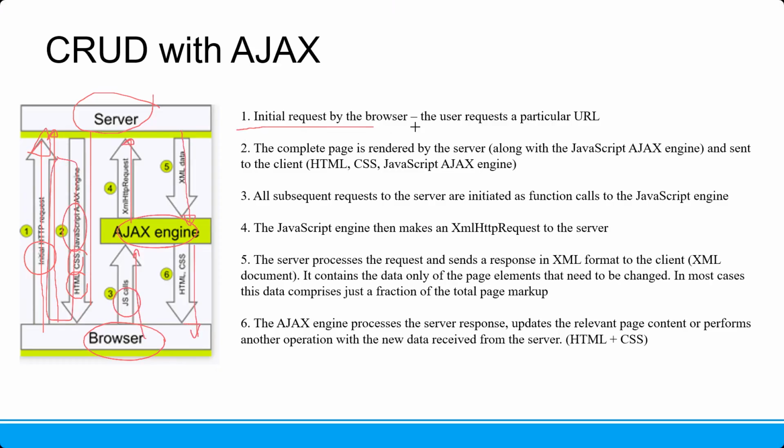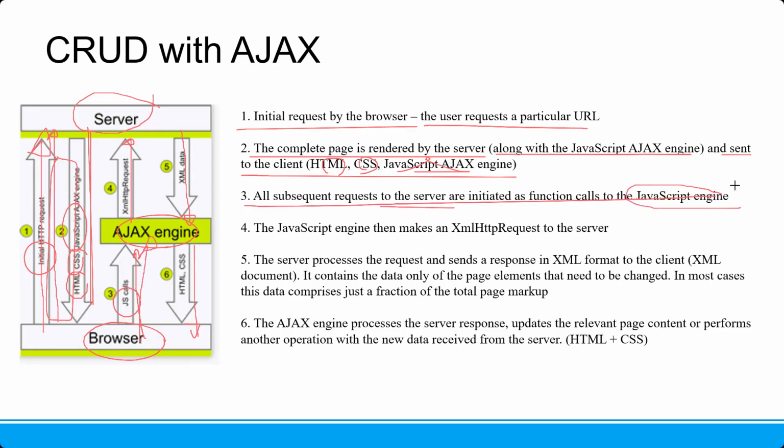So the first is the initial request by the browser. Usually the user requests a particular URL. Then the complete page is rendered by the server, along with the JavaScript AJAX engine, and the result is sent to the client, for example the HTML, CSS, and JavaScript AJAX. And all subsequent requests to the server are initiated as function calls to the JavaScript engine. So the JavaScript calls are requests to the server from the JavaScript engine.